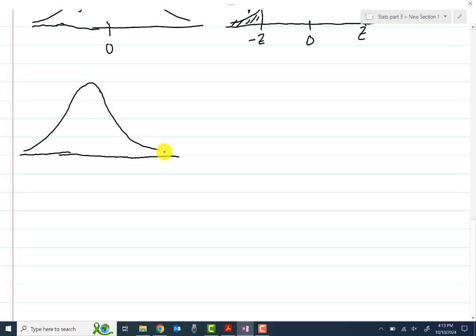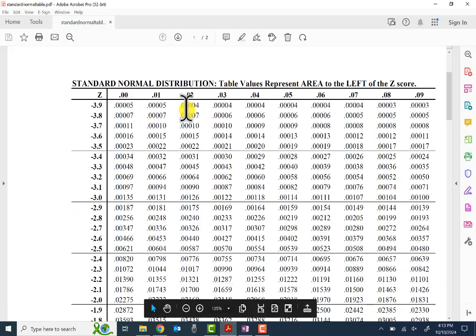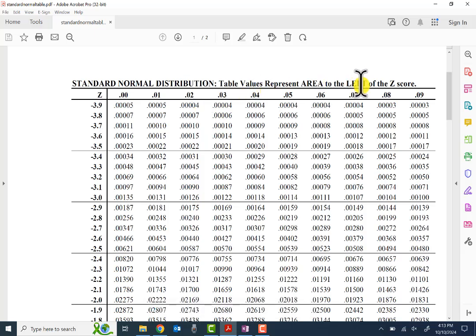What we're going to do is come up with some values for these areas, and we have a table that will help us do that. So let me pull up the table. The table is located in Blackboard. You should have a copy of it printed out for yourself, but here it is. This is the standard normal distribution table. And I'll tell you what this means in a minute, the various area to the left of the z-score. We'll talk about that in a minute.